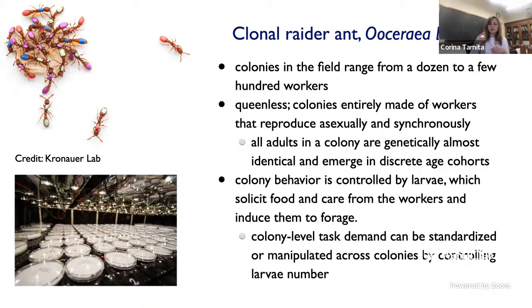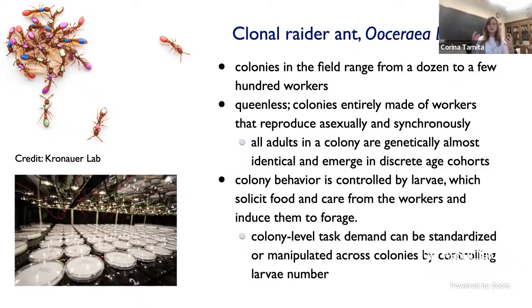They have a life cycle where all individuals lay eggs at one time. And then as soon as the larvae come out, all individuals start foraging and taking care of them. That makes them fairly easy to maintain in the lab, but simultaneously it gives you a lot of control, because colonies are entirely made of workers that reproduce asexually and synchronously. So all individuals are genetically almost identical. They emerge in discrete age cohorts, so you can mix them and have them be of the same age. And they're all of the same size, more or less.